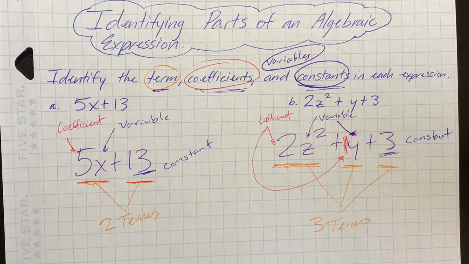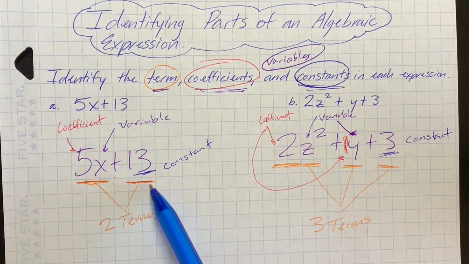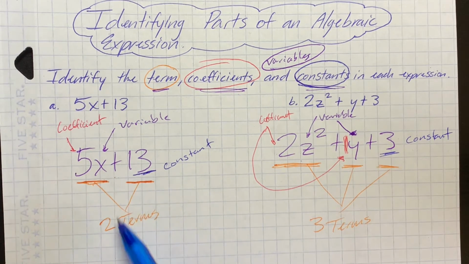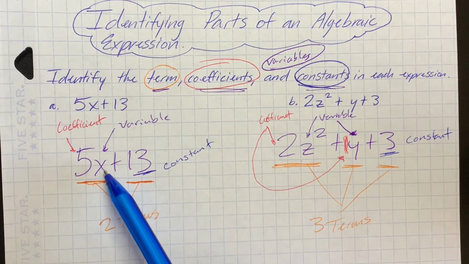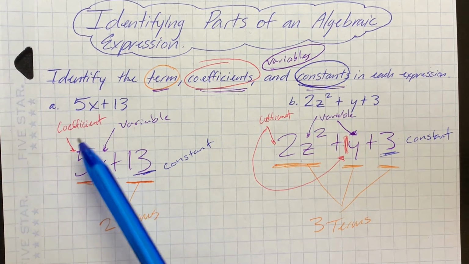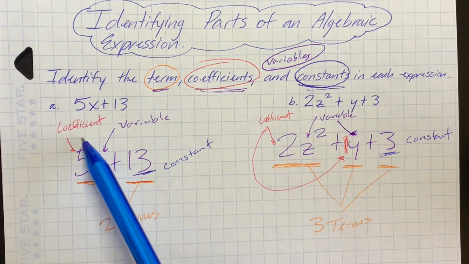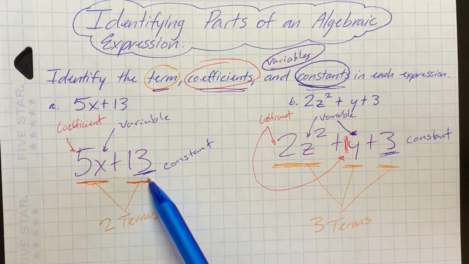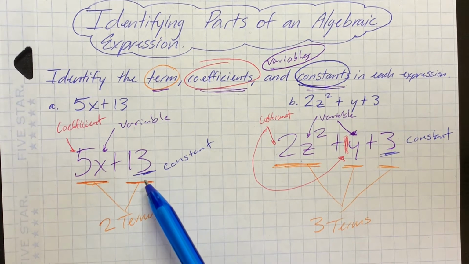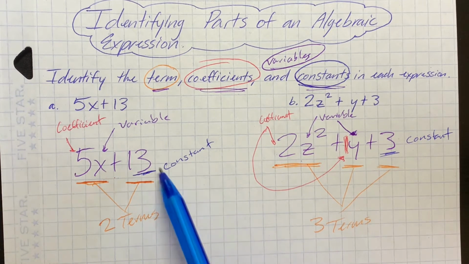One more time, just to recap. The algebraic expression 5x plus 13 has 2 terms, 5x and 13, separated by the addition symbol. You have the variable x, which is an alphabet that represents an unknown value, and the number right by the variable is called a coefficient. So 5 is a coefficient in 5x. And 13, a number by itself, is also a term by itself. A number that's a term by itself is a constant.